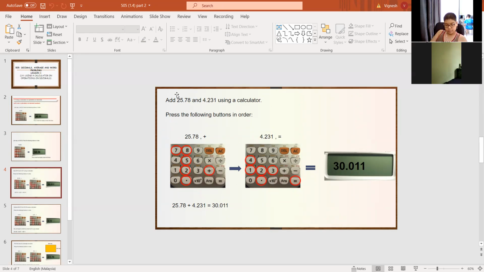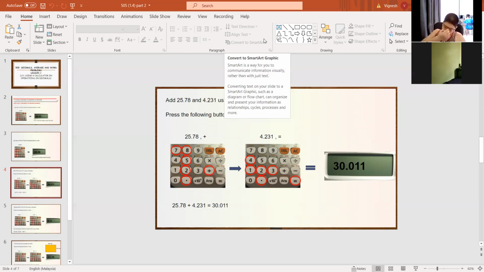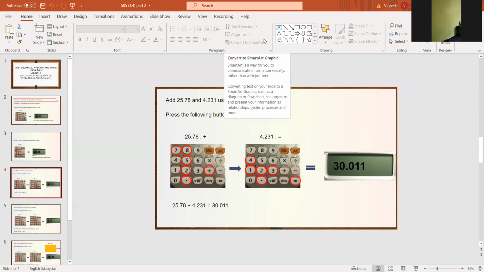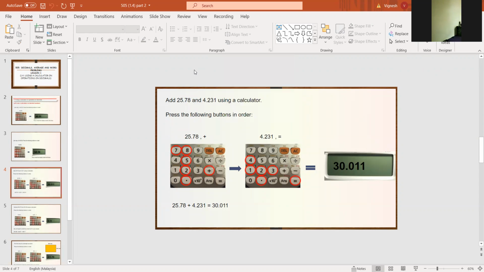So it's the same method. You have to press 25.78 and then press the addition button there. Can you all see in the calculator? And then you have to press 4.231. This one you don't have to show the working. Let's say in your exam paper, if the instruction given is using a calculator, it means just use your calculator, press the buttons in the calculator, and just give me the answer. Don't have to show the working for this.